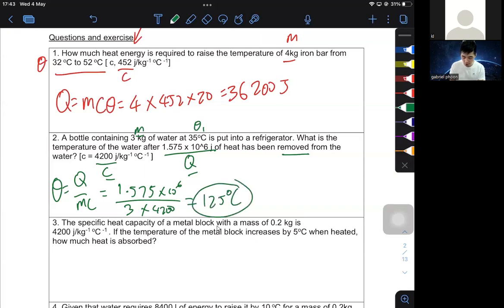The change in temperature would have been 125 degrees Celsius if it started off at 35 degrees Celsius, and obviously if we put it in the refrigerator, the temperature is supposed to change by 125, right?